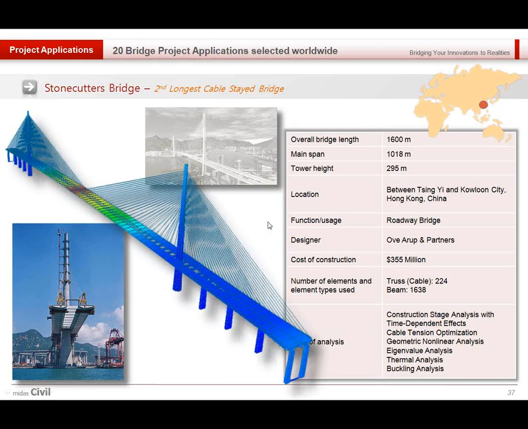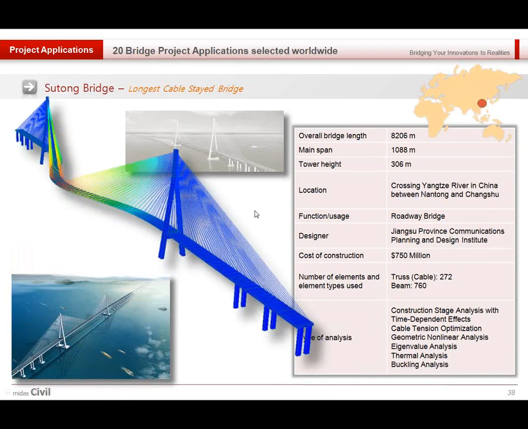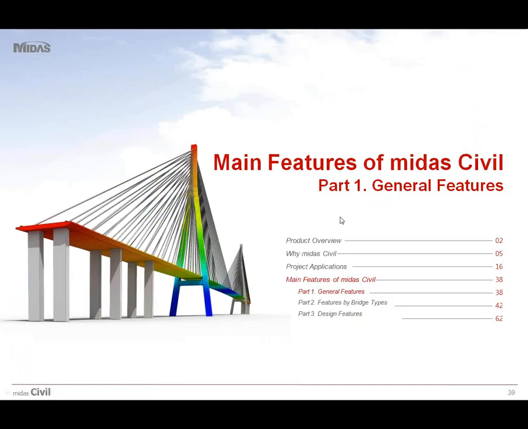And Stonecutters Bridge in Hong Kong, which is the second longest cable-stayed bridge, and the world's longest cable-stayed bridge at the moment. Also, the following longest bridges which are under design are also designed using MIDAS Civil at this moment, like the Russky Island Bridge in Russia. So let's see more details for the features of MIDAS Civil.